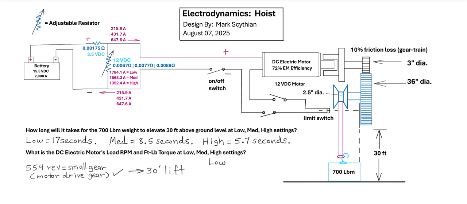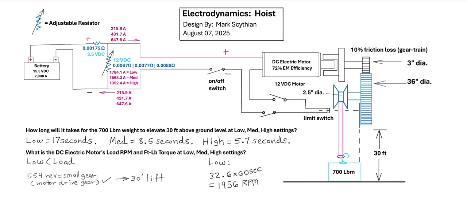So we have a 30-foot lift altitude, and we divide the 554 revolutions into 17 seconds for the low setting. So that's 32.6 revolutions per second times 60 seconds. That equates to 1956 RPM. So we just repeat the process for the medium and the high load RPM calculations.